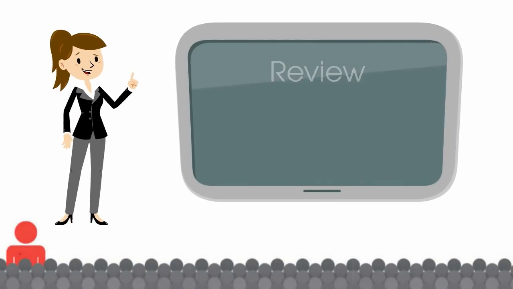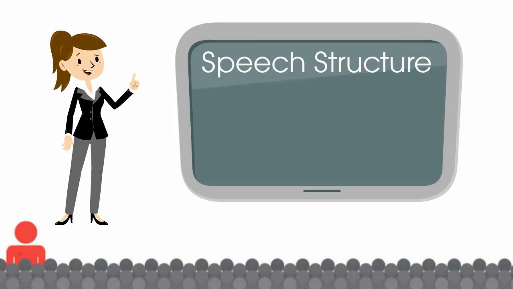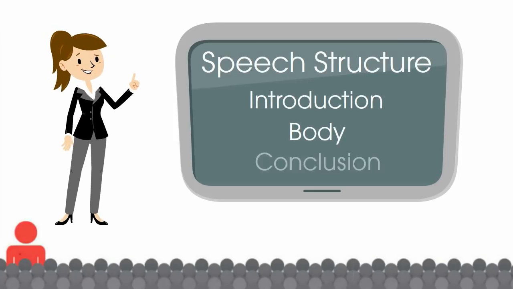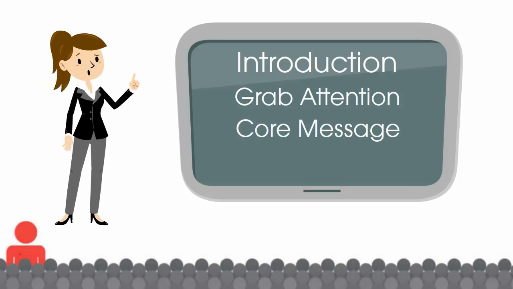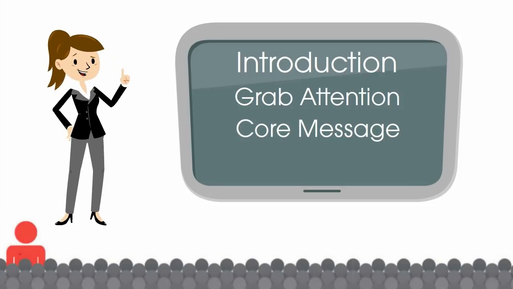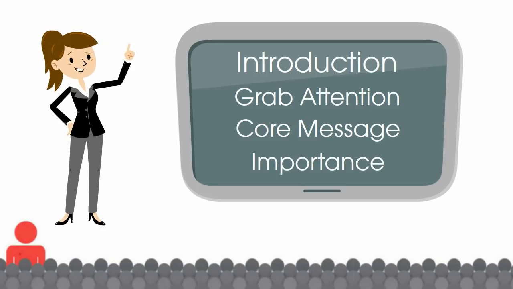A speech has 3 parts: the introduction, the body, and the conclusion. In the introduction, you want to grab your audience's attention, tell them what your speech is going to be about, and let them know why your topic is important to them, or, in other words, what they'll get out of listening to you.